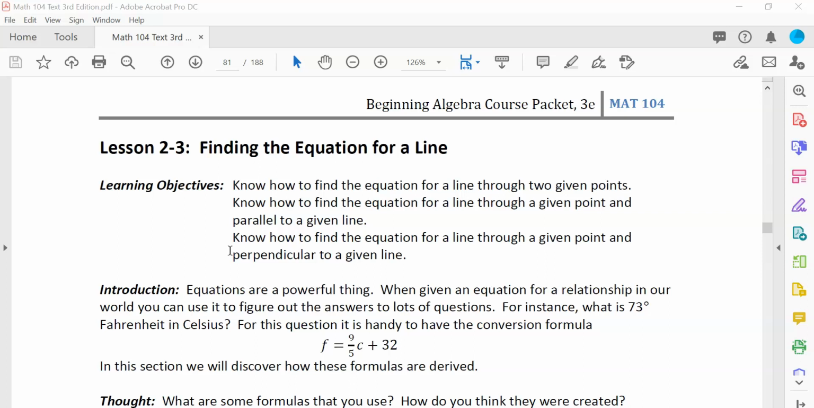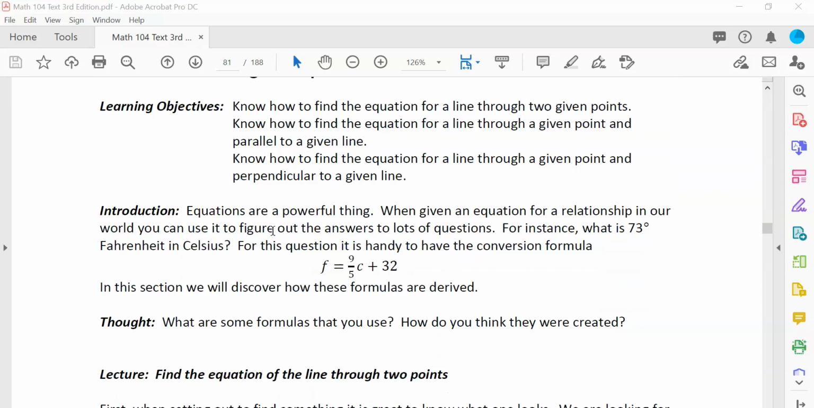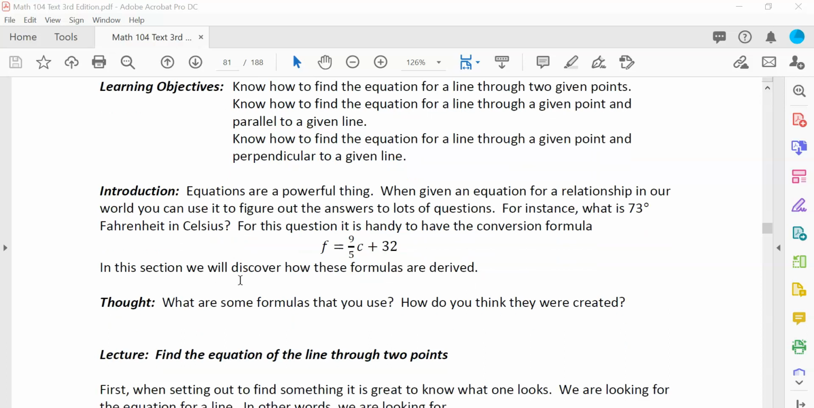Instead of giving you a line and asking you to graph it, we're going to give you some ideas about the lines, or some properties of the lines, and we're going to ask you to come up with a line. All right. So that's what we're going to do.